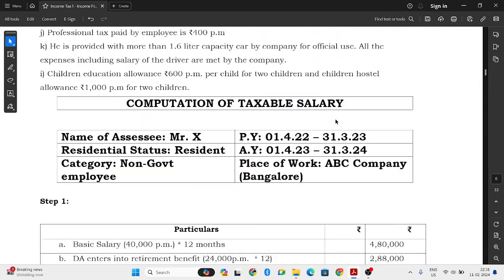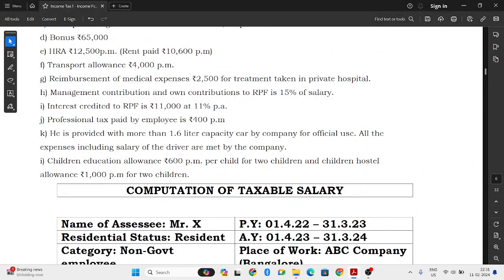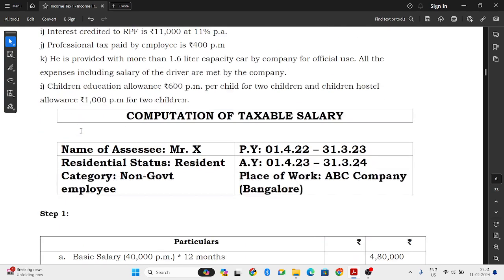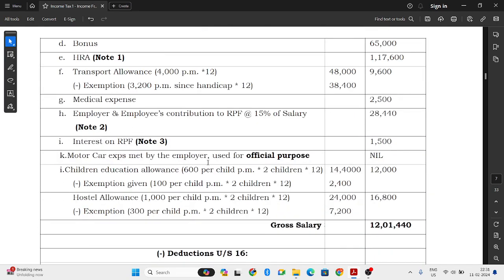Next, professional tax paid by the employer, that we will consider in deductions. He is provided with more than 1.6 liter capacity car by company for official use. So when the car is used for official use, then it is tax free. So let me check. Yes, it is tax free because it is used for official purpose.